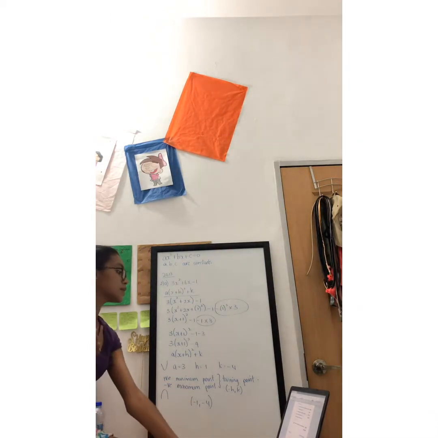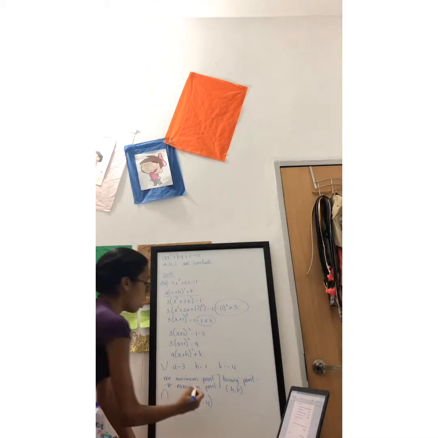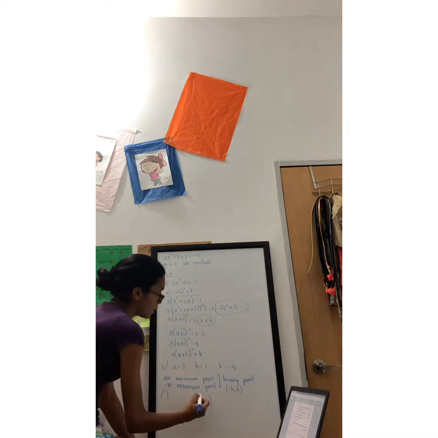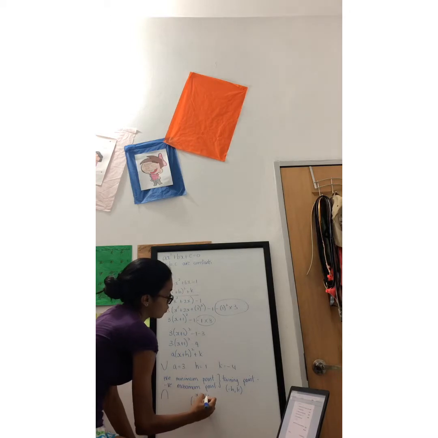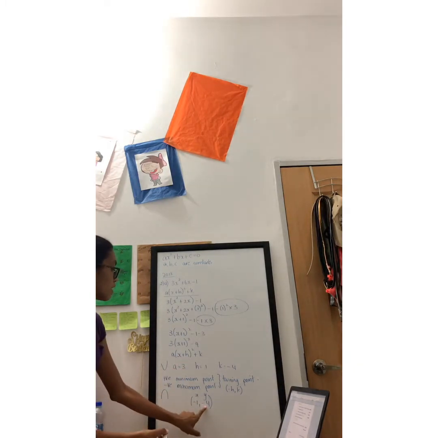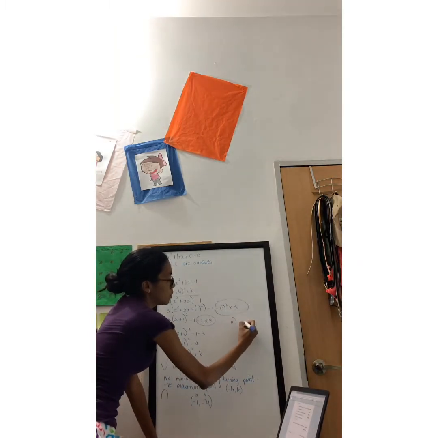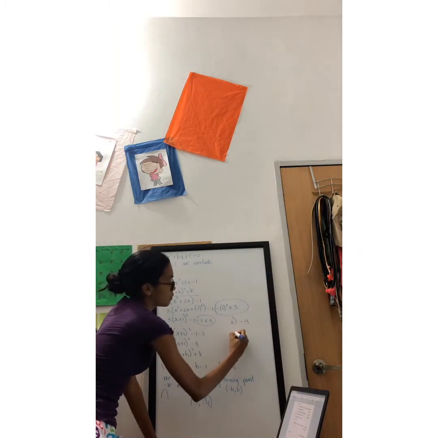So back to the question, they say state the minimum value of f of x. Now, once we have a point, we always know that it is a coordinate in the form x, y, right? Now we said that our minimum value of f of x is also our y value. So therefore for part 2, the minimum value of f of x would be negative 4. So part 2, the minimum value is negative 4.